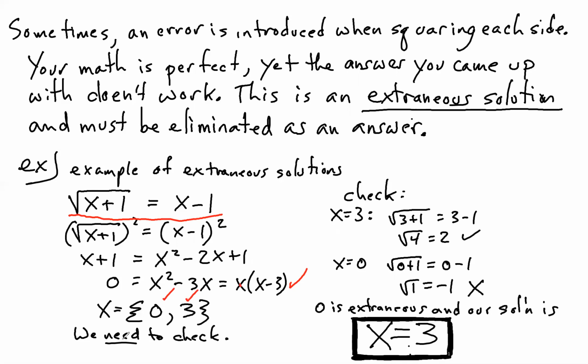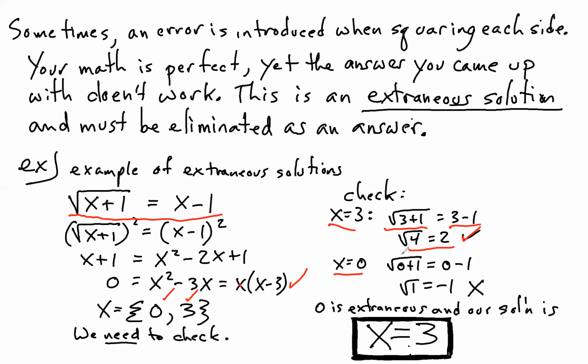Okay, so I need to check though. So let's check x is 3. Take x is 3, plug it back in. The square root of 3 plus 1 is equal to 3 minus 1. And of course, radical 4 is equal to 2, and that works fine. So x is equal to 3 is okay.